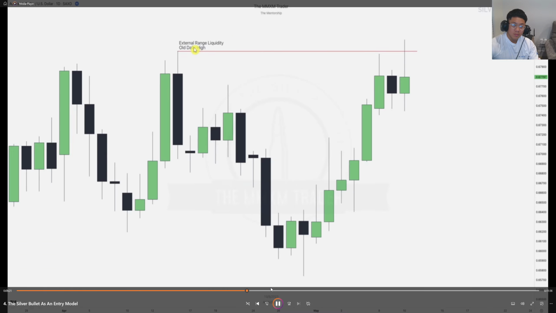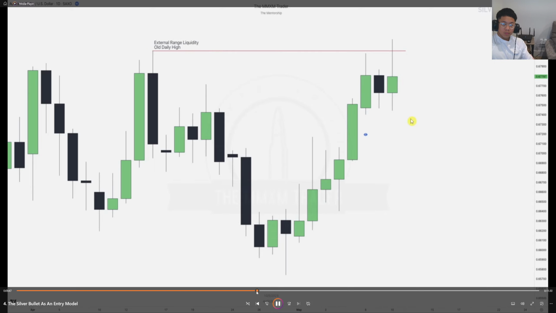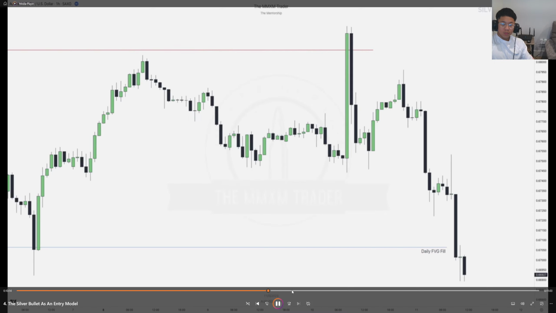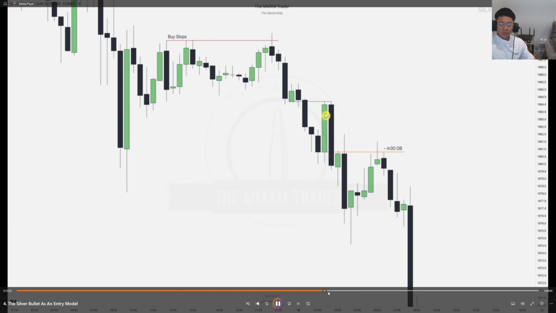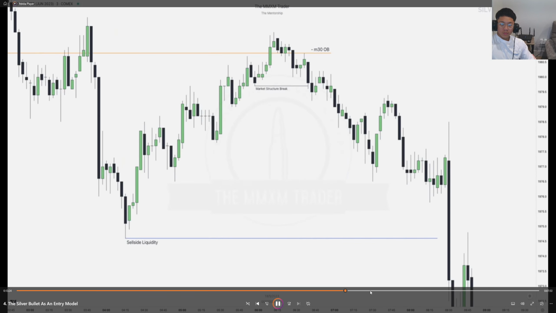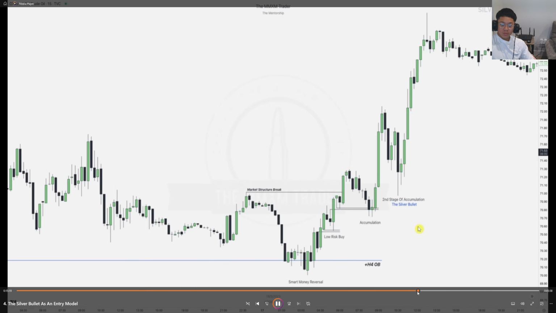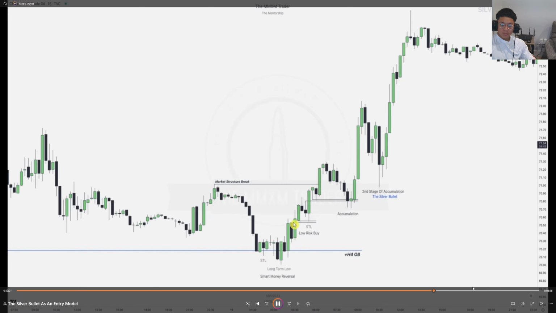Every time, right? External range liquidity into internal range liquidity. We run this external range liquidity, and we look for that silver bullet setup. So of this range, right? Creating that low risk sell, forming another distribution phase or breaker block into internal, right? Anticipate a short-term high. Immediately the second stage of a bullish order block, supporting price, pushing up, breaking market structure. This is called a low risk buy, right?